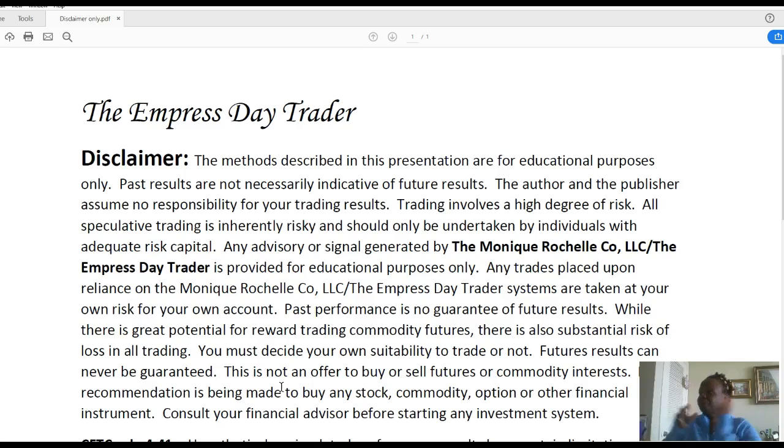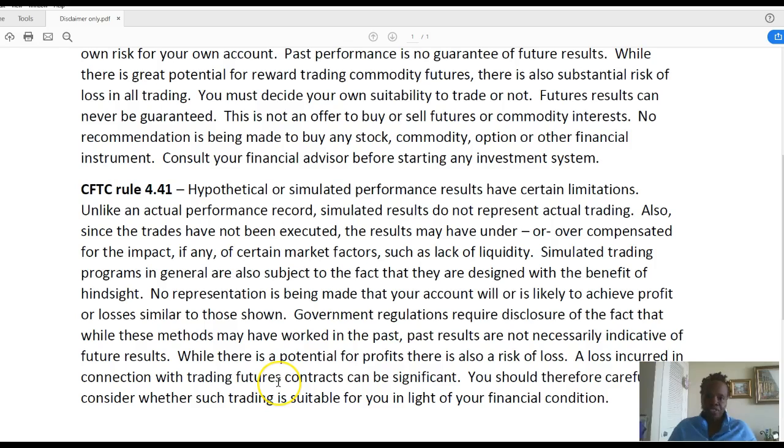This is a disclaimer. You've seen this before. The presentation is for educational purposes only, and you realize that trading involves a higher degree of risk. We assume no responsibility for your trading results, and you're acting on your own, and you have to decide the suitability of trading based on your risk capital. Any trades placed in reliance on the Monique Rochelle Company, the Empress Day Trader systems, are taken at your own risk for your own account. This is not an offer to buy or sell futures, commodities, stocks, options, or other financial instruments. If that's what you're looking for, then consult your financial advisor. You should consider whether such trading is suitable for you in light of your financial conditions.